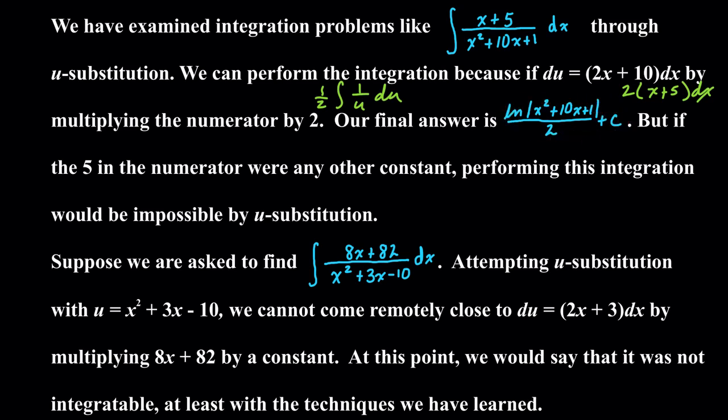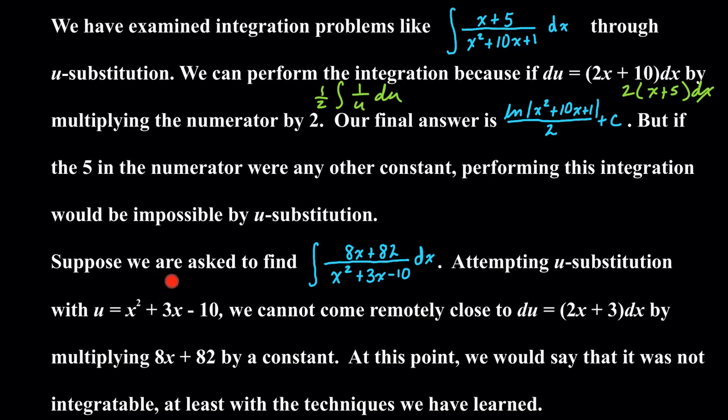The problem with this is that if the number 5 right here was any number other than 5, any other constant, we would not be able to do this because it would not factor down to this right here, and that would cause a problem with doing u substitution.